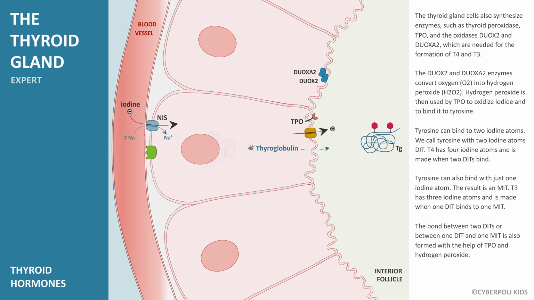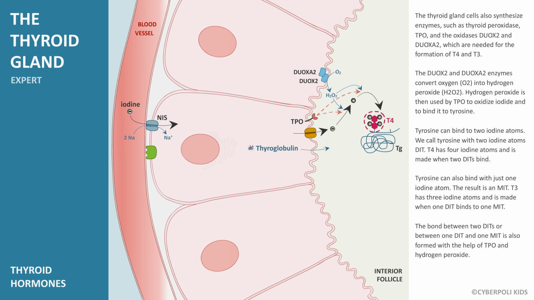The DuoX2 and DuoXA2 enzymes convert oxygen, O2, into hydrogen peroxide, H2O2. Hydrogen peroxide is then used by TPO to oxidize iodide and to bind it to tyrosine. Tyrosine can bind to 2 iodine atoms. We call tyrosine with 2 iodine atoms DIT.